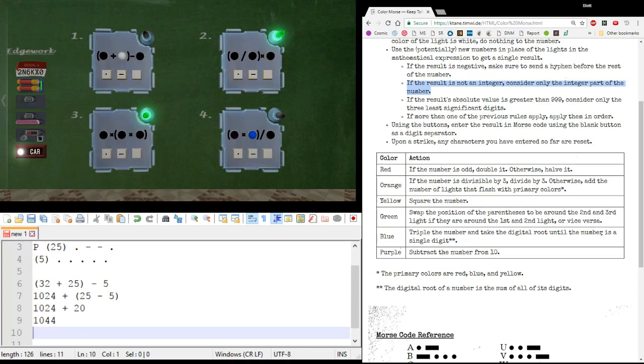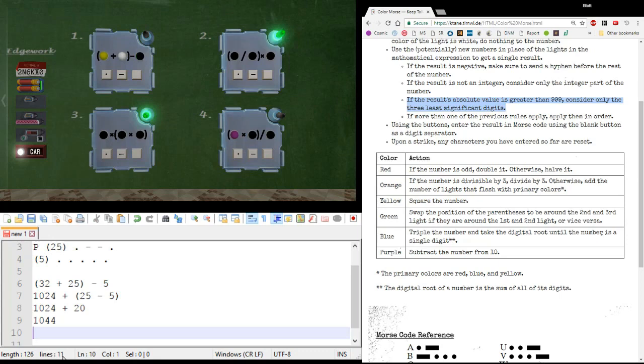This gives us the third of these special rules. If the result's absolute value, so if the number, when you don't care about the sign, is greater than 999, so if you have a 4-digit number or larger, consider only the 3 least significant digits. So again, it kind of takes the same sort of idea as color math. You're only going to look at the 3 rightmost digits in the integer part.